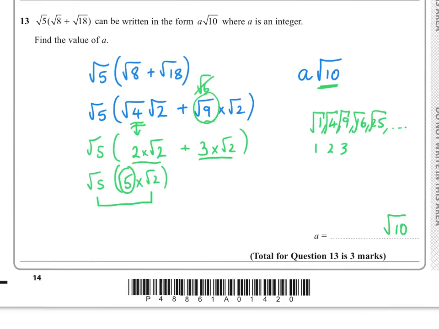And don't forget, when I write root 5, lots of 5 times root 2, that's exactly the same as writing root 5 multiplied by 5 multiplied by root 2, and multiplication can be done in any order. So that's how I got the root 10, and then I've just got 5 lots of root 10, and that would be my answer.